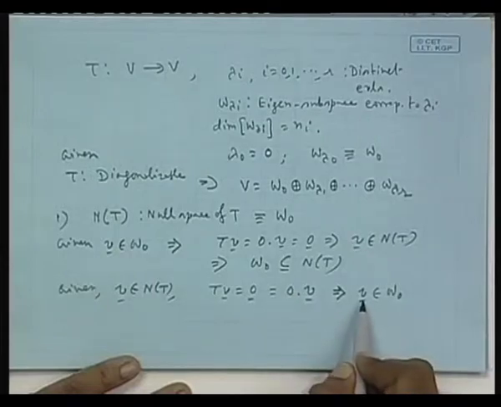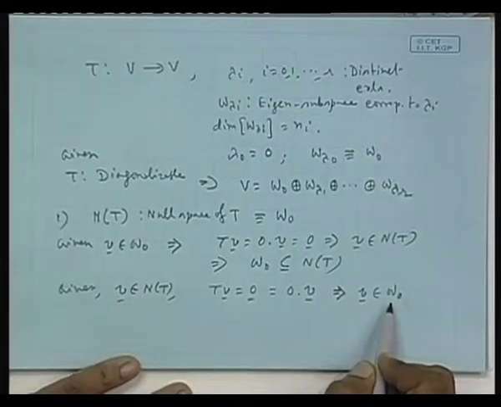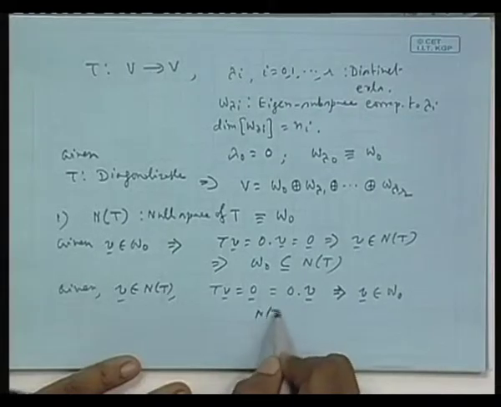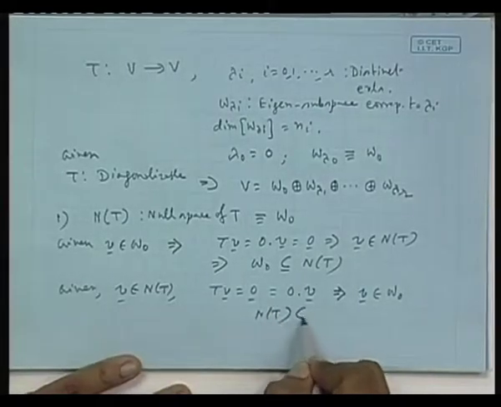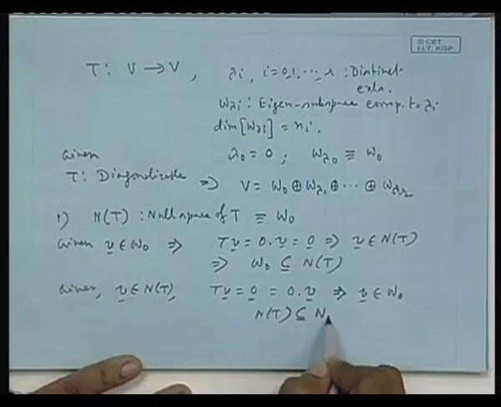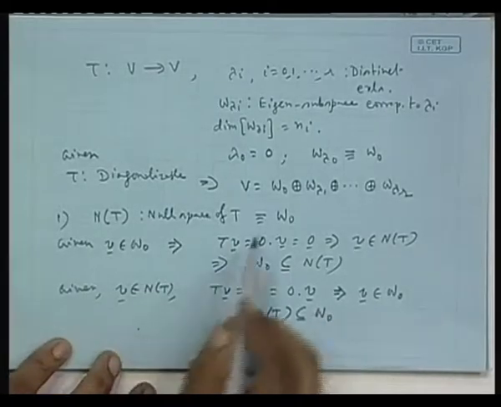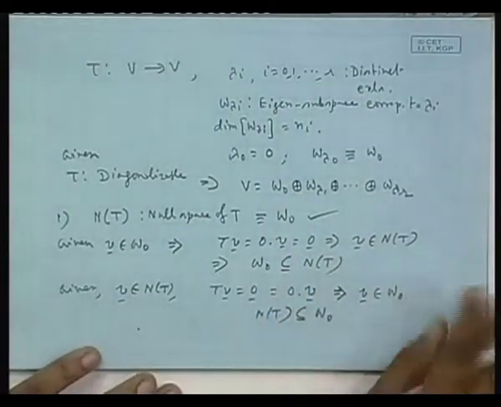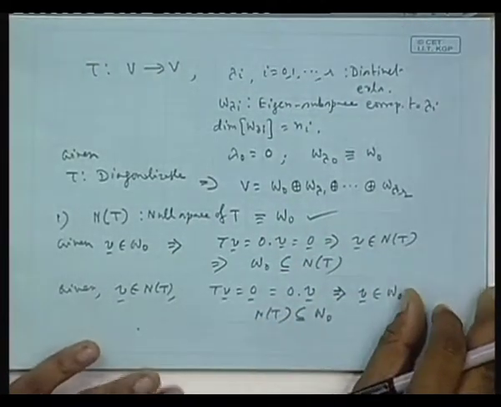That is what I am writing. That means V belongs to W 0. V is part of N T, V is part of W 0 also. So N T is contained in W 0. This implies this. Okay. So W 0 is the null space of that operator T.